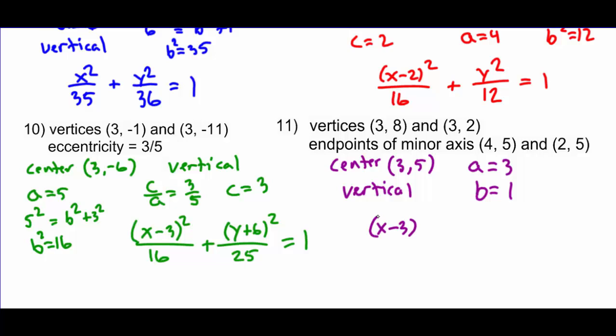So here we go: x minus 3 squared over something plus y minus 5 squared over something equals 1. Now again, we said this is vertical based on the location of the vertices, or you could look at it based on the minor axis. And if it's vertical, that means the a value is connected to y, so that's a squared, which would be 9, and then b squared would be 1.